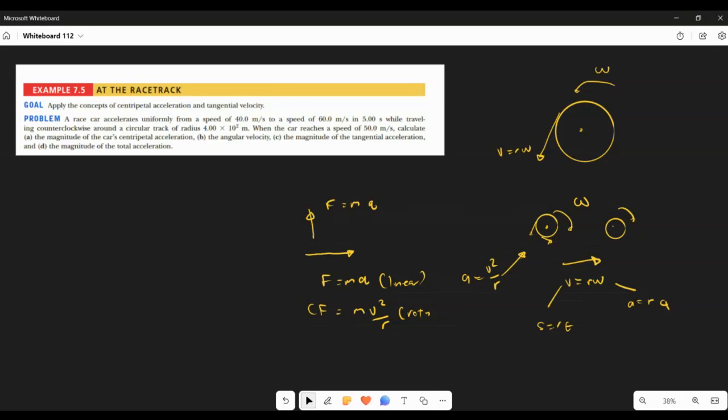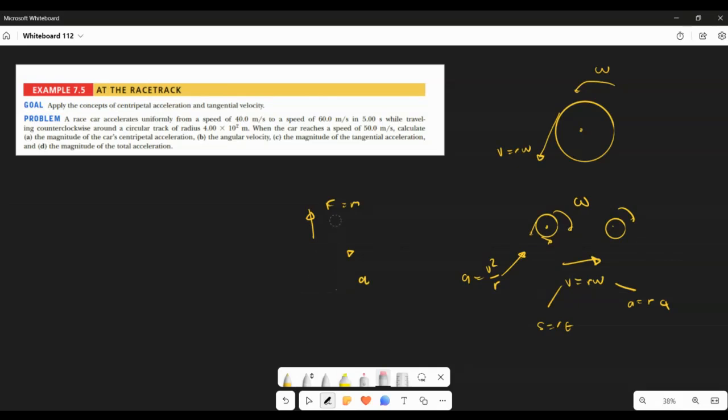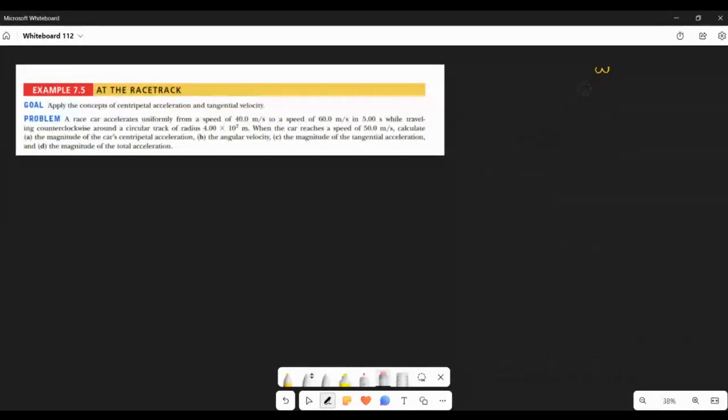So here we have a race car. It's going from 40 meters per second to 60 in 5 seconds, obviously the linear part, while traveling counterclockwise on a circular track. So what it essentially means is this. This is the track, and the radius over here is 400 meters.